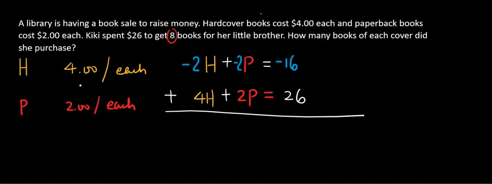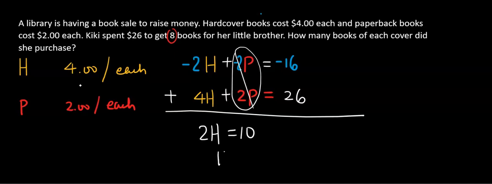Did you see a positive and negative 2P? A pair of opposites, they cancel out each other. And did you see 4H and a negative 2H? That gives us 2H. 26 minus 16, that gives us 10, which means H is 5.